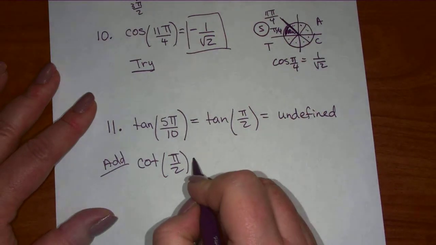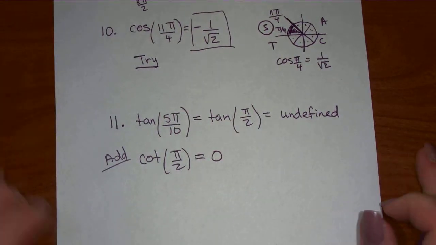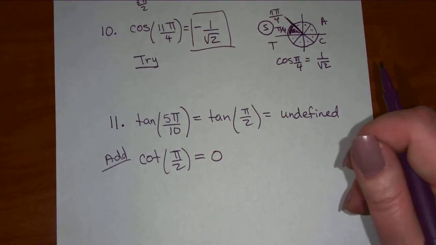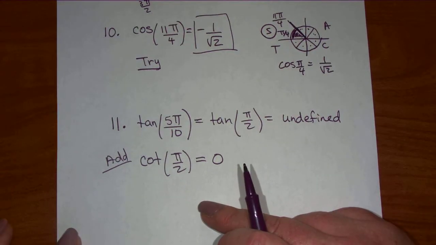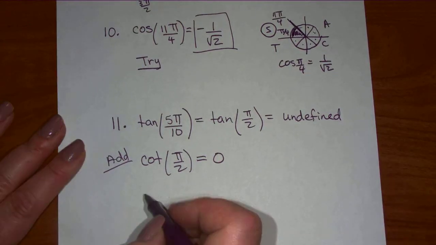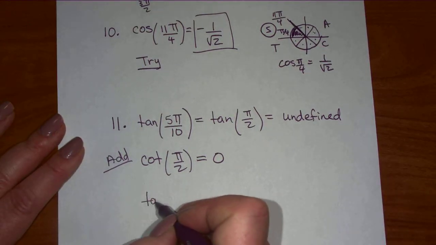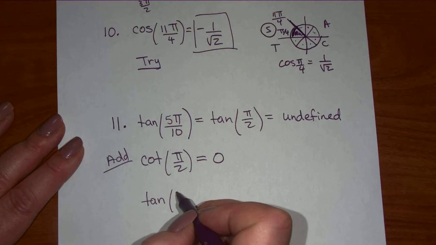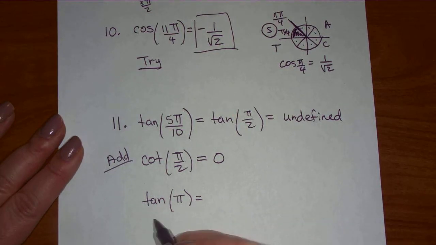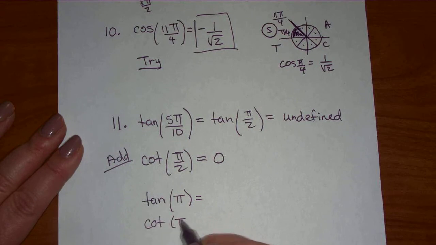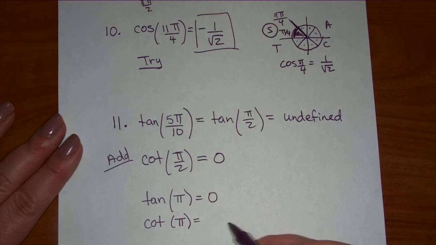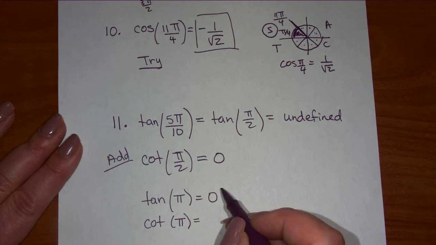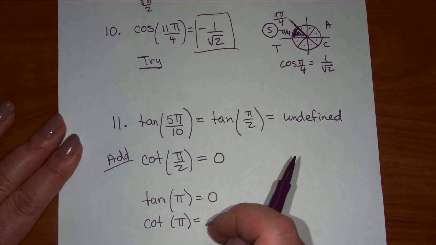Okay, they're the opposite of each other. It's either 0 or undefined. So if tan is undefined, then the cotan is 0. And what if tan was 0? Say, tan of pi. What's tan of pi? Tan of pi is 0. So cotan of pi is undefined, because it would be flipping over 0. It puts a 0 on the bottom, which is undefined. Okay, so those are reciprocals of each other.